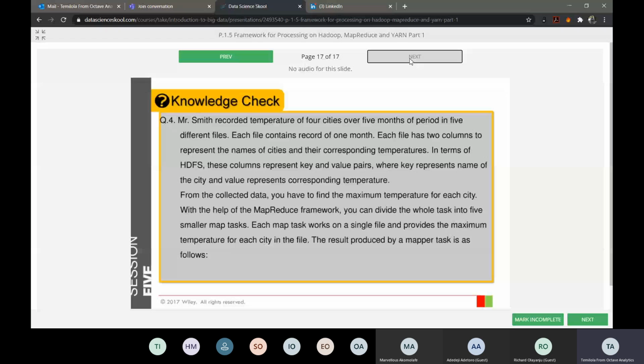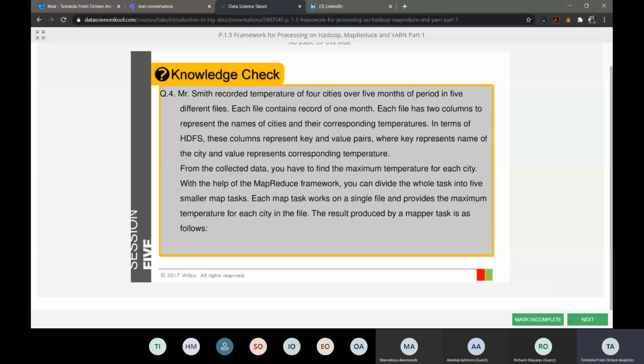Each file contains the record of 1 month. So for each month we have a CSV. For month 1 we have CSV1, for month 2 we have CSV2, for month 3 down to 5 we have CSV5. So each file has 2 columns to represent the names of cities and their corresponding temperatures.